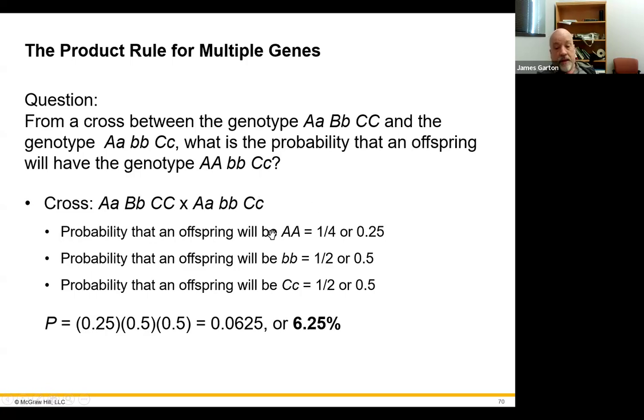The probability that an offspring will be capital A is 1 in 4. The probability that it will be little b is 1 in 2. The probability that it will be big C, little c, again, 1 in 2. And you just multiply 1/4 times 1/2 times 1/2. And you get about 6.25% probability of having exactly that genotype.